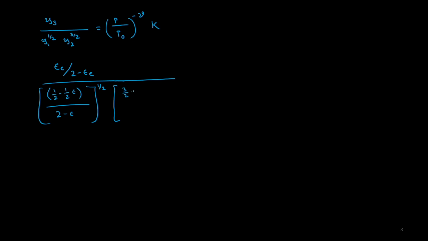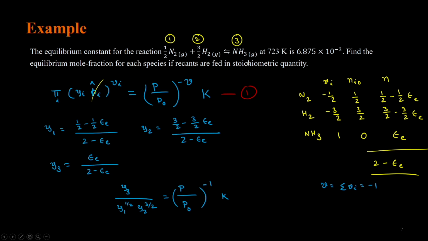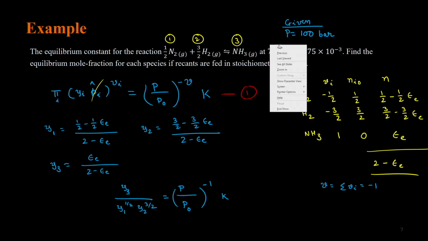And this will be 3/2 minus (3/2)ε over 2 minus ε to the power 3/2. This will equal P, which is 100. Well, we're not given P for this particular problem. So let us say the reaction is occurring at 100 bar. So let's pick a pressure for this reaction. It should have been given. So let's say this is the given information along with everything else in the problem. So the pressure for this particular reaction is 100 bar, right?